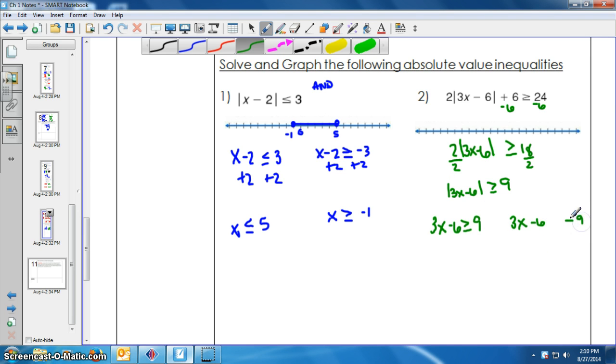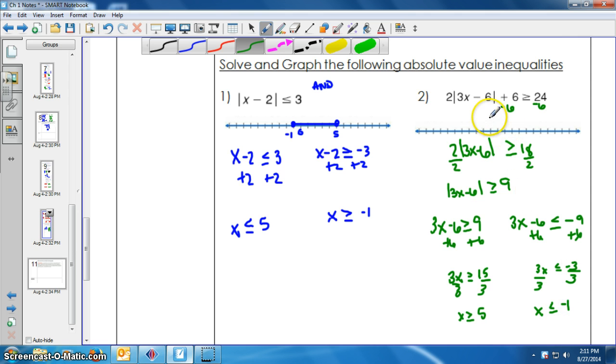And remember, when we set up that negative, what happens to our sign? Has to go the other direction. Now we solve. So we get 3x is greater than or equal to 15. Divide by 3. So x is greater than or equal to 5. And then over here, solve this one. So 3x is less than or equal to -3. Divide by 3. So x is less than or equal to -1.